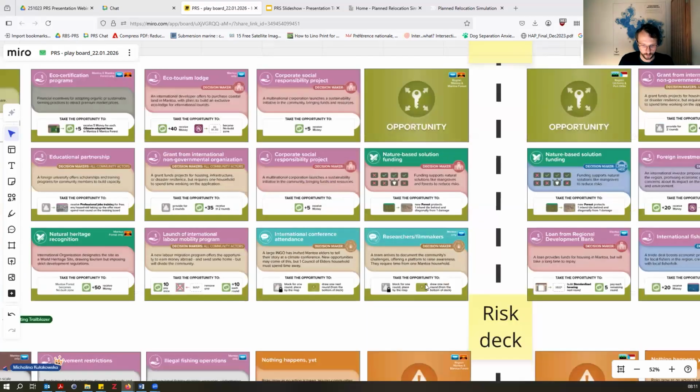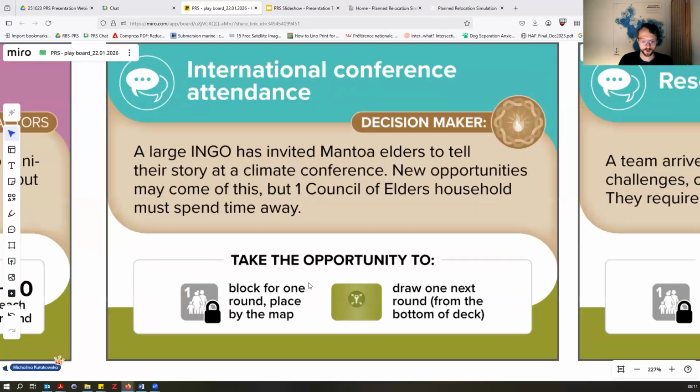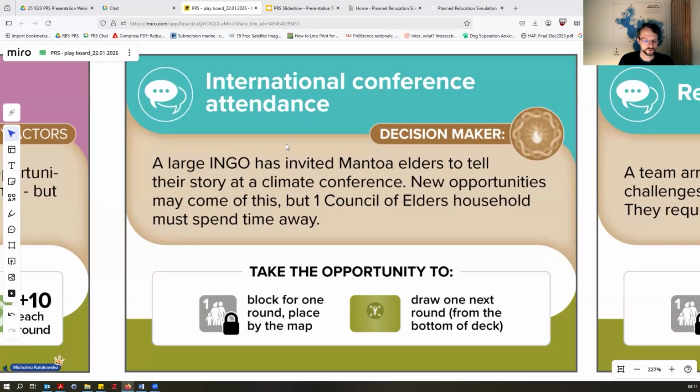Just to give you an example, this one's often quite popular, people have quite a discussion about it: the Council of Elders is invited to an international conference, and it might lead to a new opportunity, but it means that one of their households is taken away for the rounds to do that and cannot do anything else. It's exactly the sort of example where the point is just to stimulate a conversation about it, and people may or may not pick up on it.